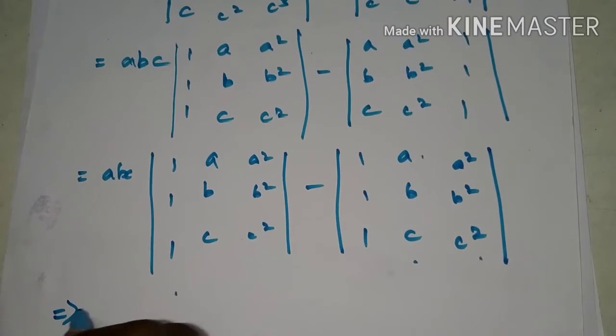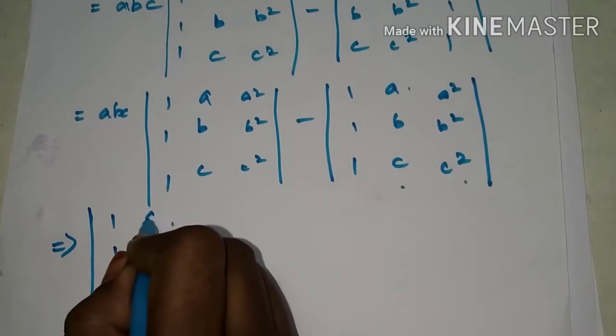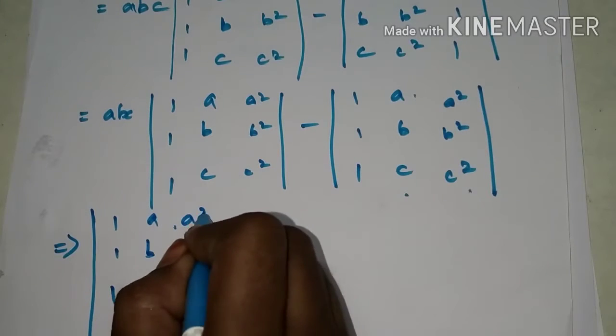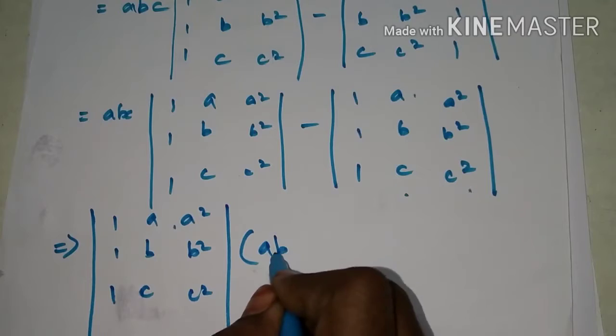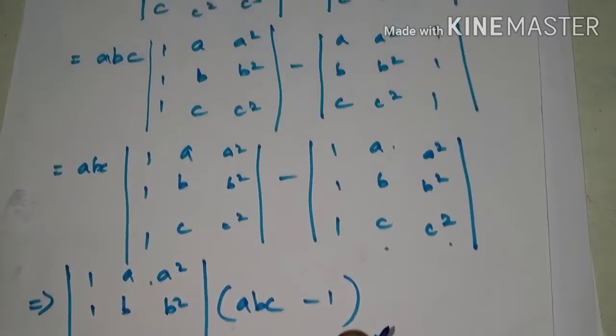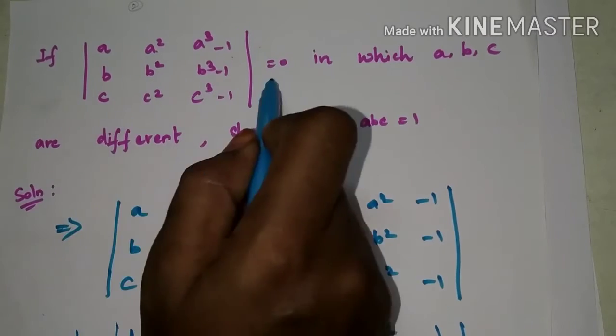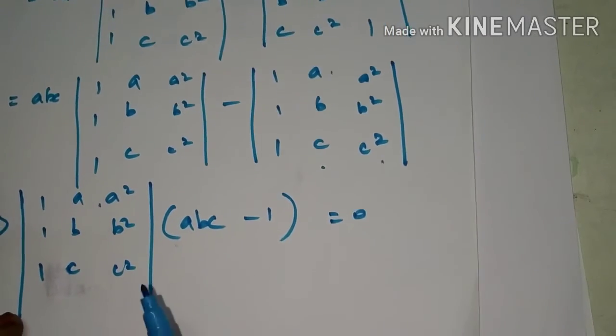Now we can take that determinant as common, right? 1, 1, 1, a, b, c, a squared, b squared, c squared. While taking the common value, we'll get a, b, c as inside and minus 1. So given in the problem, the given determinant is equal to 0, right? So the solution will be equal to 0.